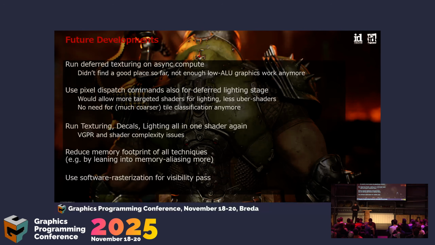Another idea was to use the pixel commands that Dominic showed also for the deferred lighting and the gbuffer update. This is super high on the list of things to try. This way we could also treat different lighting permutations like materials, and that would be even more optimal than the tile classification. As said, reducing the memory footprint all in all would be nice.